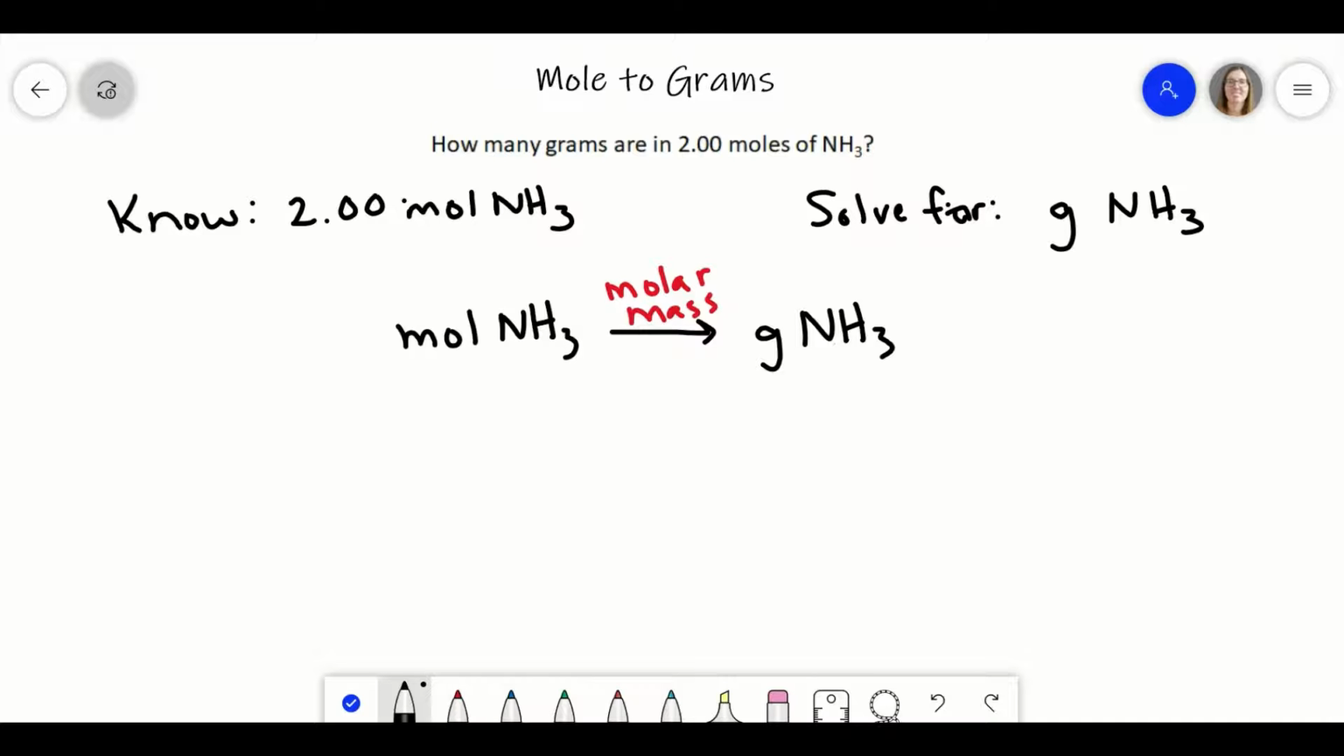Okay, so now I'm going to set up my dimensional analysis problem. And I always start with what I know or what's given to me. So that's the 2.00 moles of NH3.